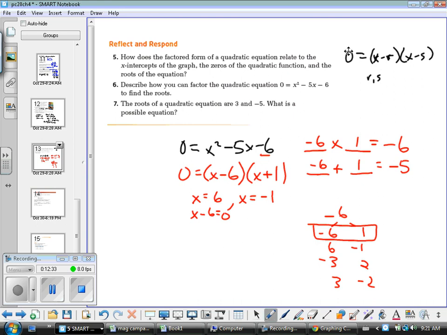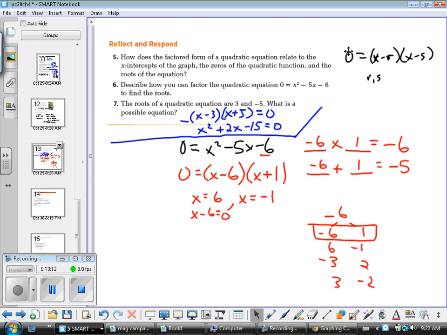Okay, so for number 7, if the roots of a quadratic equation are 3 and -5, then a possible equation would be x minus 3 times x plus 5 equals 0, which if you expanded it would be x squared plus 2x minus 15 equals 0. So that would be a possible equation. And remember, why is that just a possible equation and not necessarily the equation? Because you might have had a constant value, some number that you multiplied everything by. And we looked at that example where you would have the same roots, but a different shape of graph.